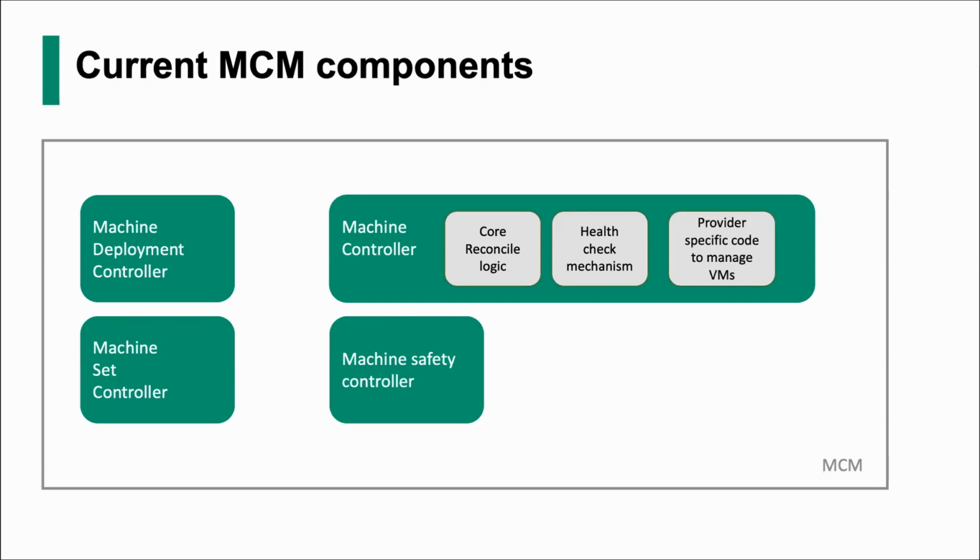All these together make up the MCM, but in addition to this, the machine controller is itself made up of three different components. One is the core reconciliation logic, which takes care of the management of the machine object cycle. Then there is the health check mechanism, which makes sure the node is healthy and marks the node as unhealthy if some health check fails. We've even integrated it with the node problem detector to identify issues with the node reported by the NPD.